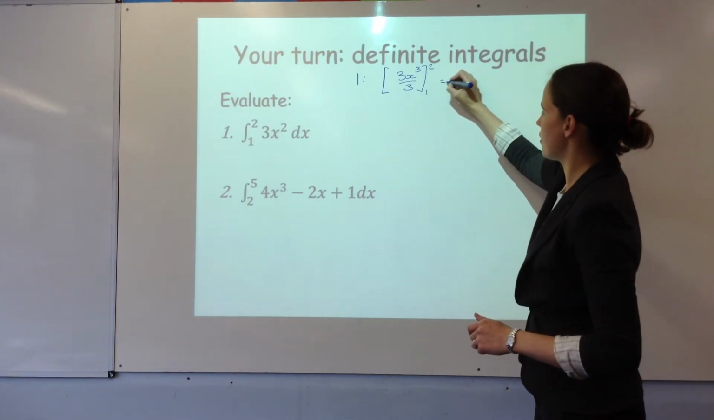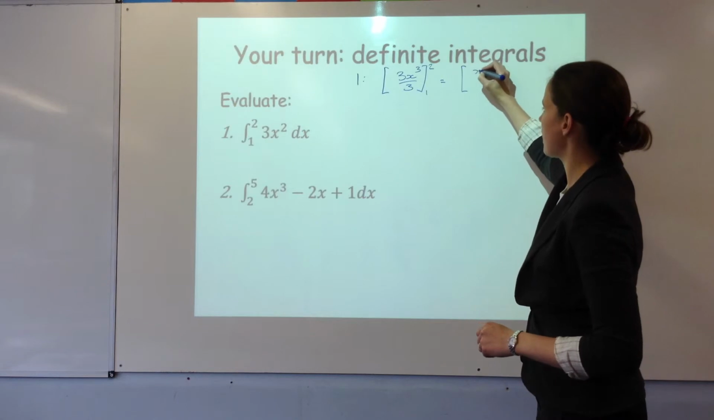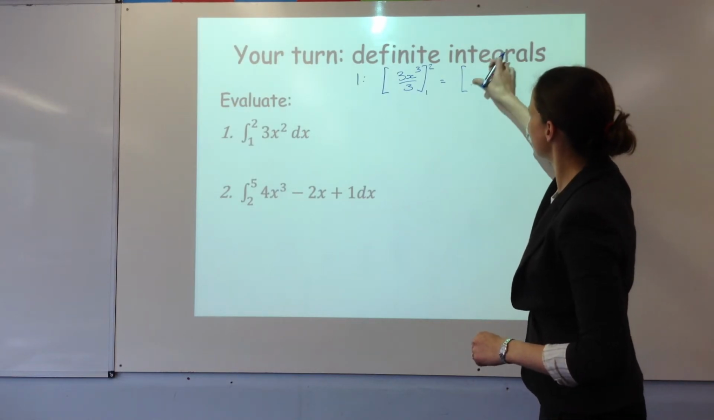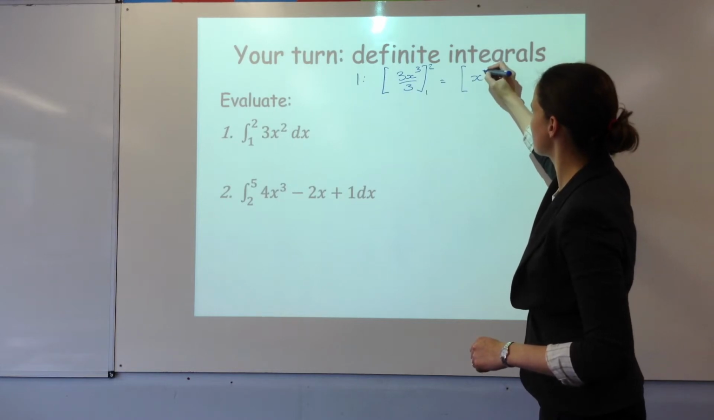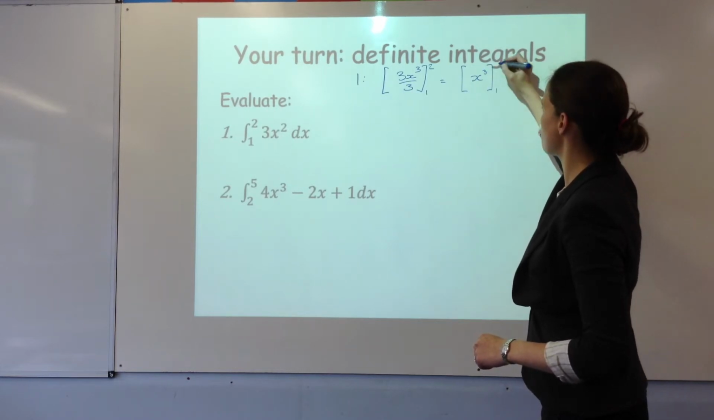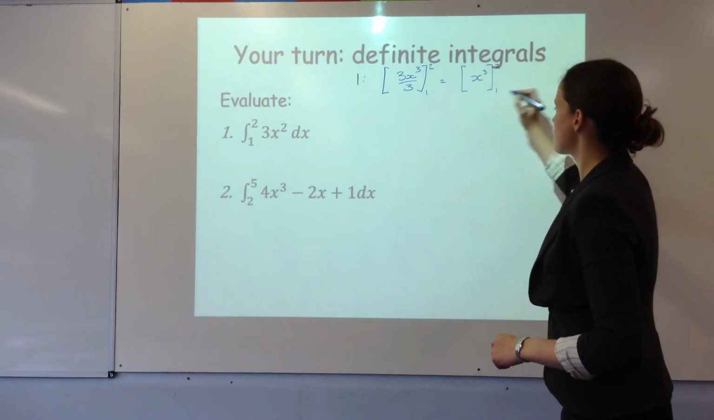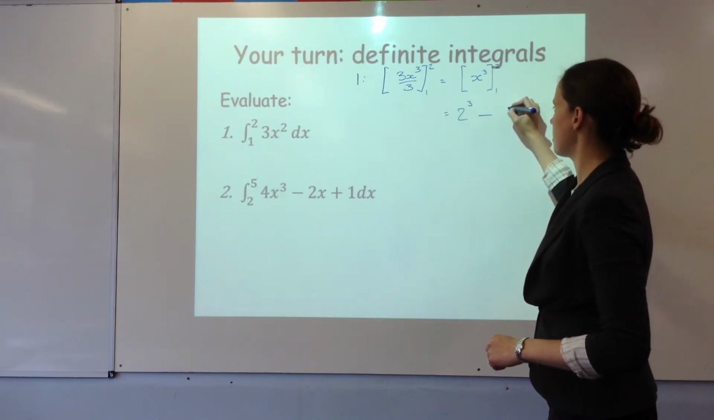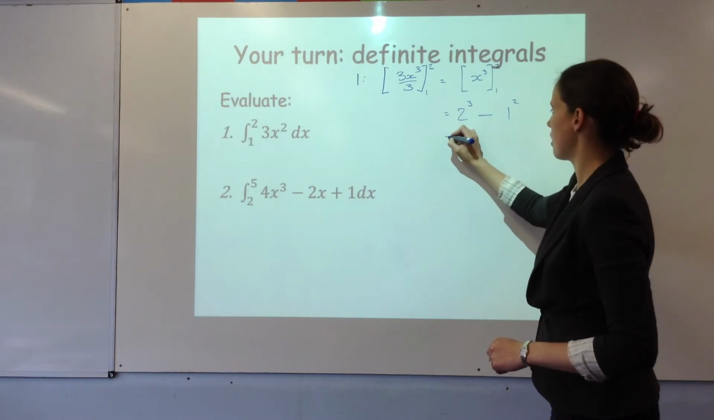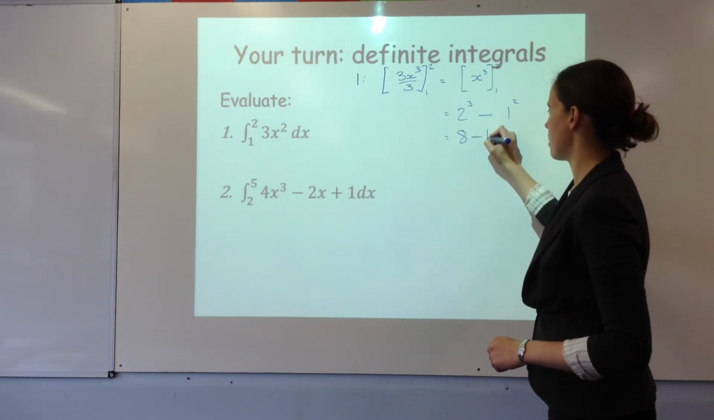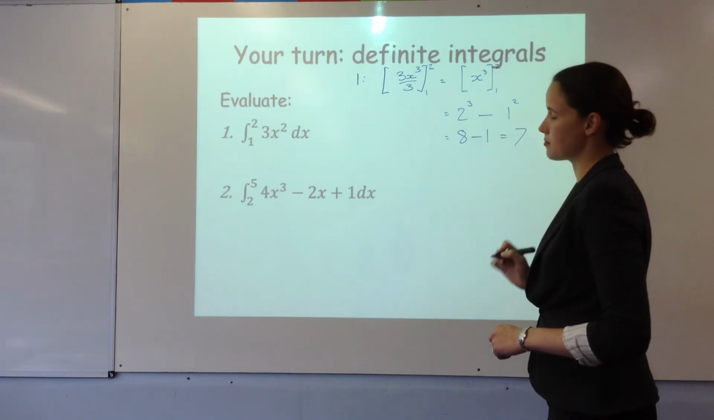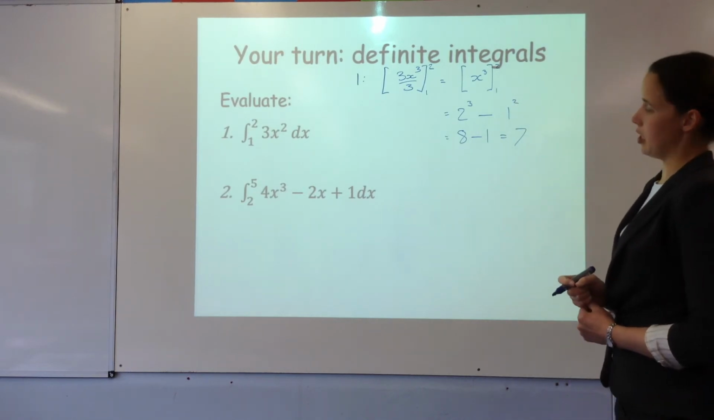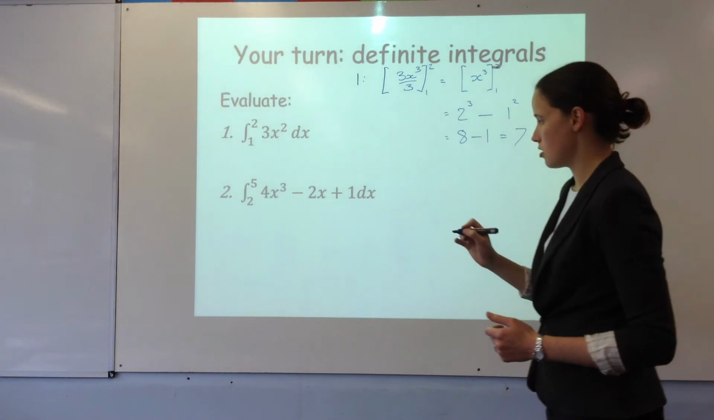Let's simplify that first. So we're going to have x to the power of 3 over nothing, just x to the power of 3, and that's from 1 up to 2. So then when we substitute in, we're going to have 2 to the power of 3 minus 1 to the power of 3. And that gives us 8 minus 1, which is equal to 7. And that's our answer. Okay, second one looks slightly more difficult. Let's give it a go.